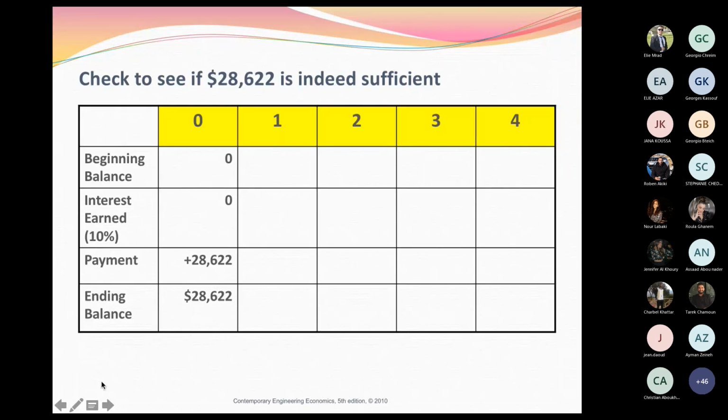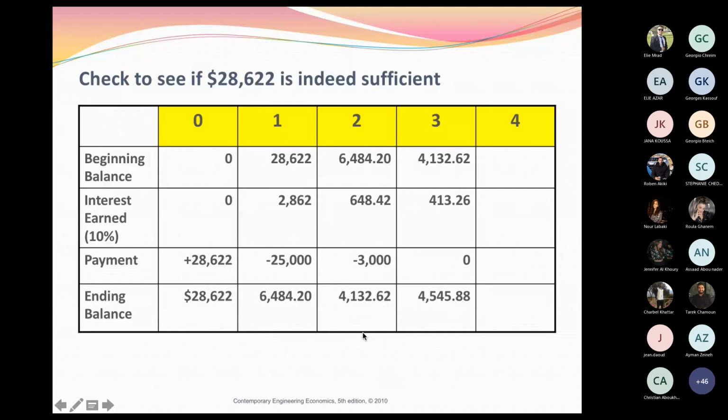Deal? This will be the beginning balance. Here I will earn interest on it. I will withdraw what I need to withdraw to check my ending balance. Right? So 28,622 beginning balance. 10% earned. 25,000 paid to end up with 6,484. This is the beginning balance for the next period. 10% earned on this amount. 3,000 withdrawn. I will end up with 4,132.